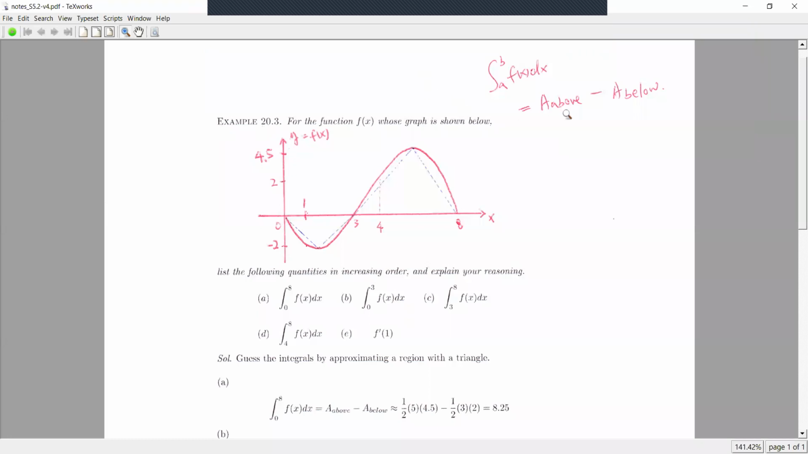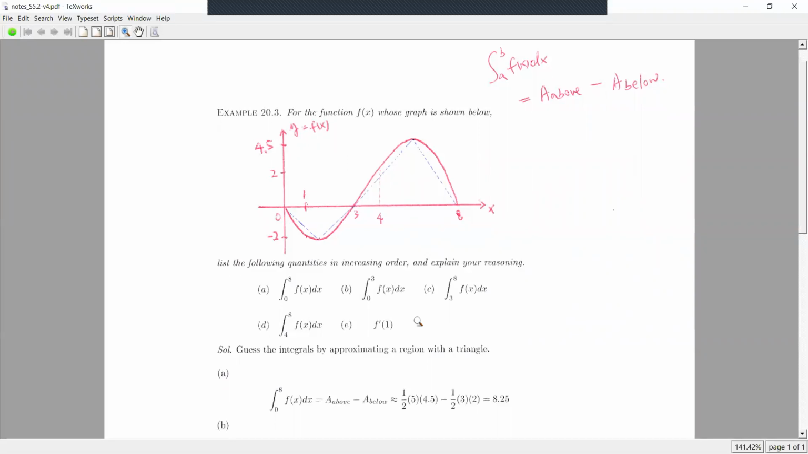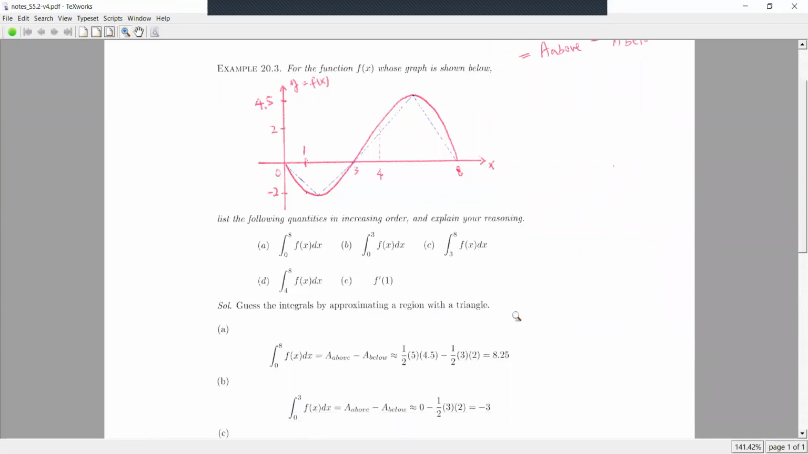One more example about this formula. For the function f, whose graph is shown below, list the following quantities in increasing order and explain your reasoning. To list the quantities from smallest to largest, we need to know roughly the values of the quantities. Now, let me guess the values of these quantities.